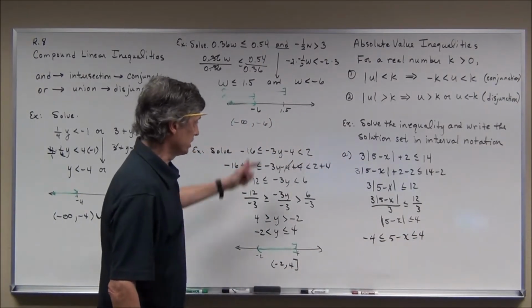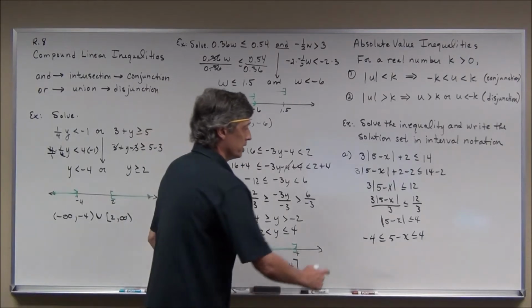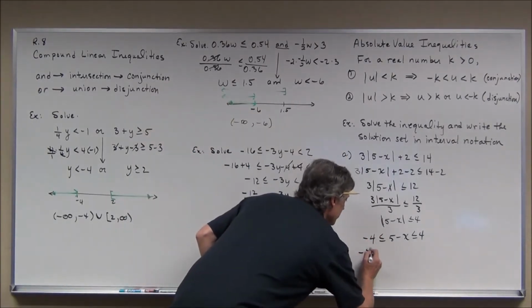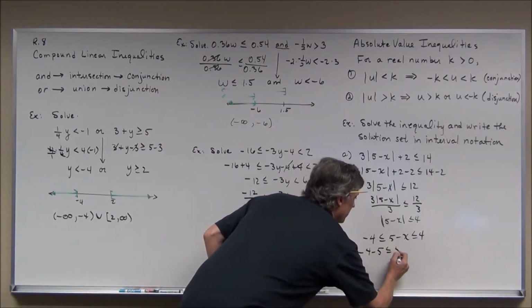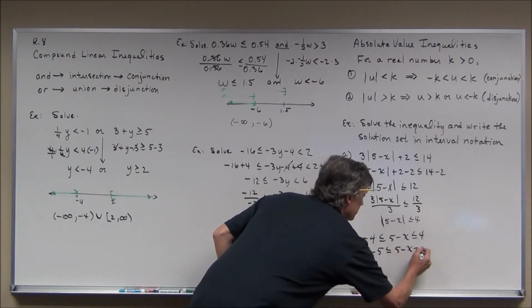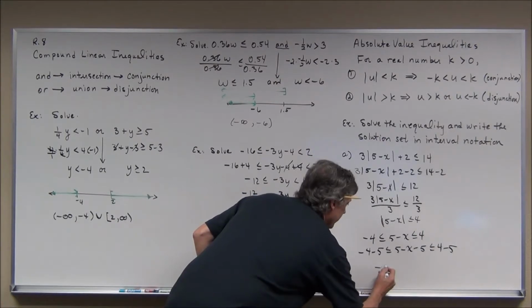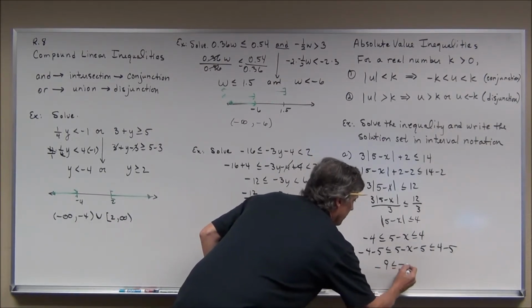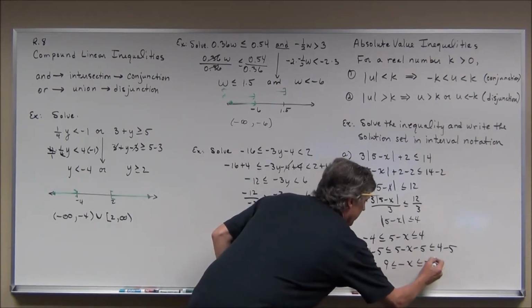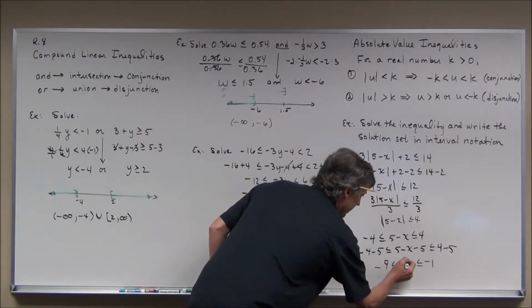And I can solve this just like I solved over here. I'm going to subtract 5. Didn't give myself very much room here. It seems like I do that a lot. Let's see, 4 minus 5. And I get negative 9 is less than or equal to the opposite of x is less than or equal to negative 1.